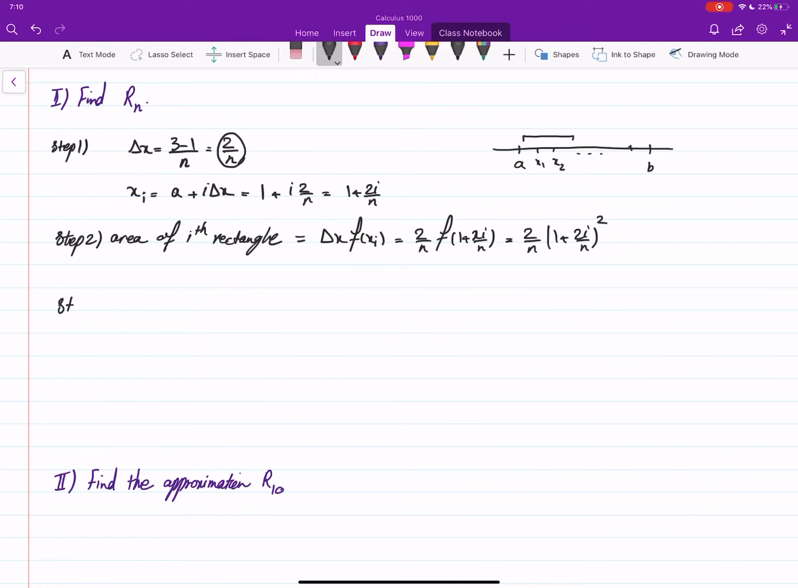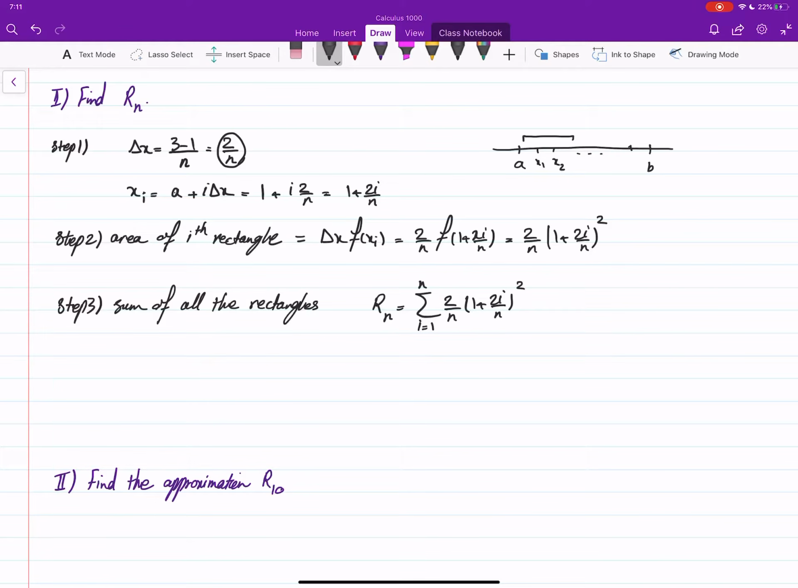And step 3 is where we are done with this part. And this is the sum of all the rectangles. Since we used n of them, our n stands for that. And we know that this is given by 2 over n times 1 plus 2i over n squared, the area of the ith rectangle, and add for i from 1 to n.